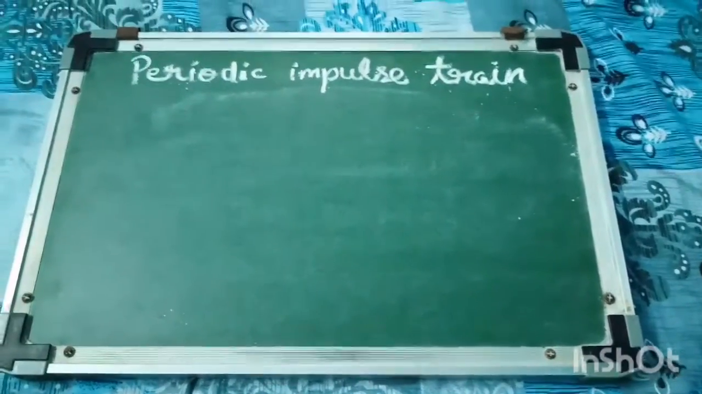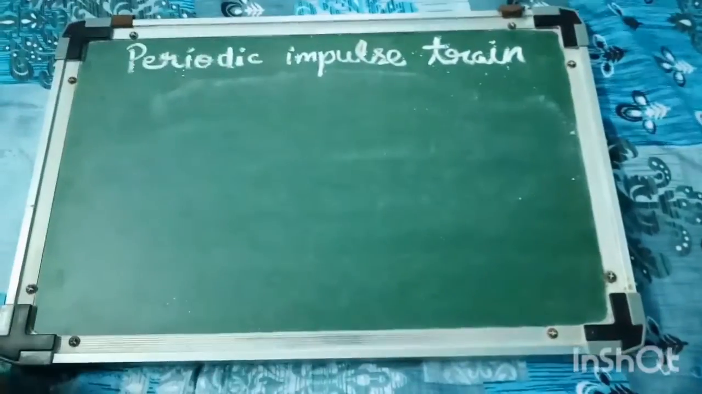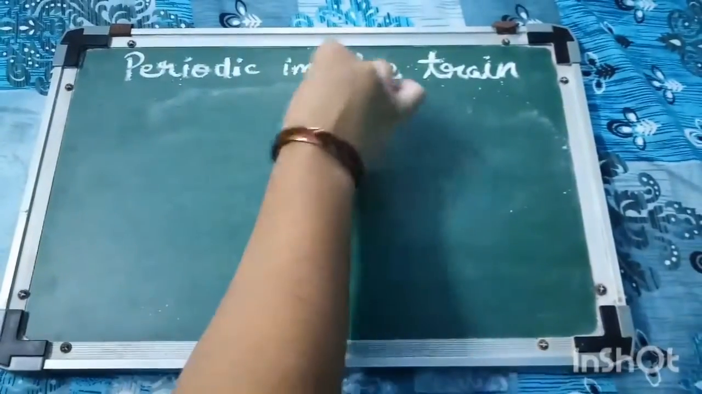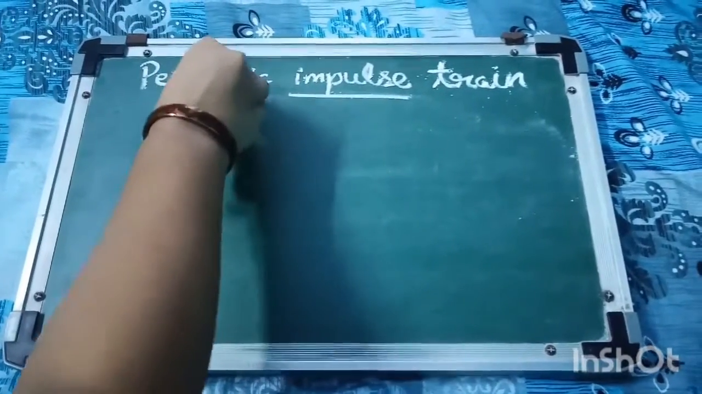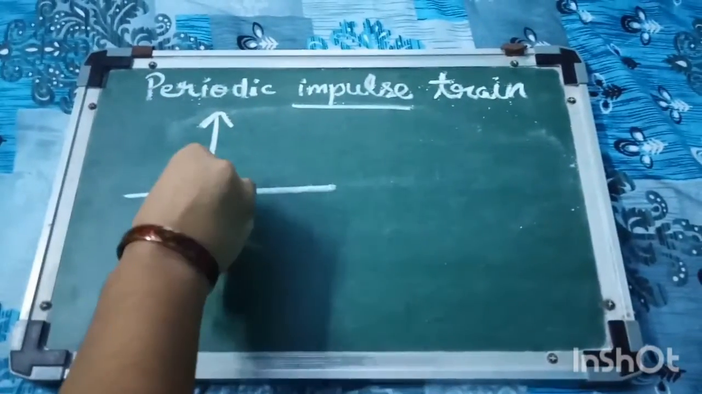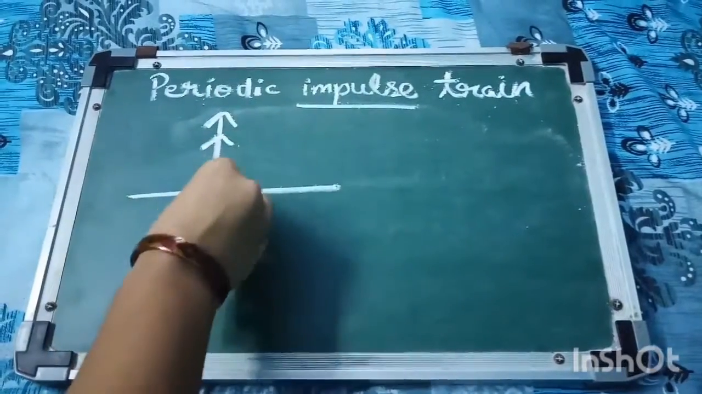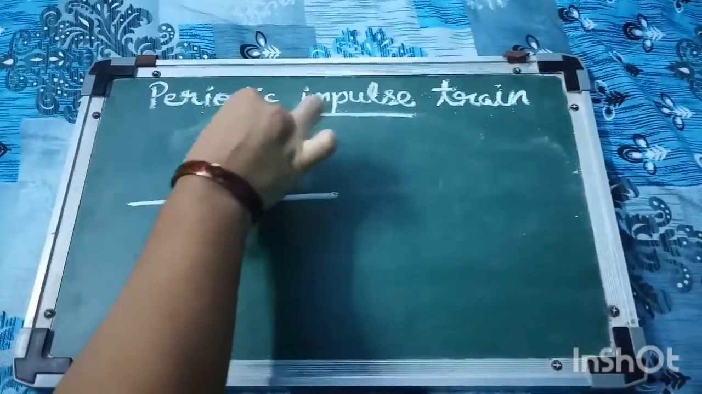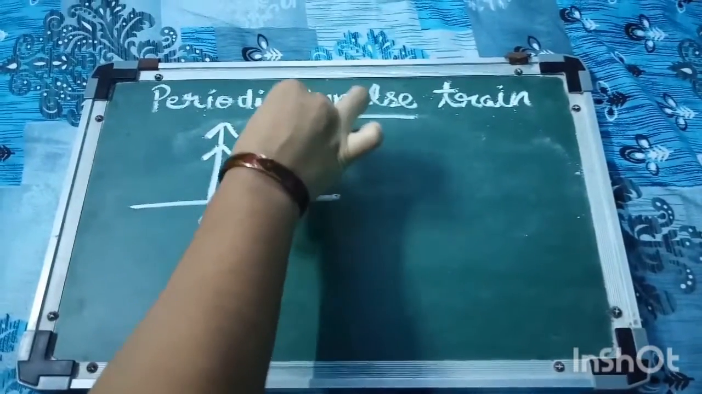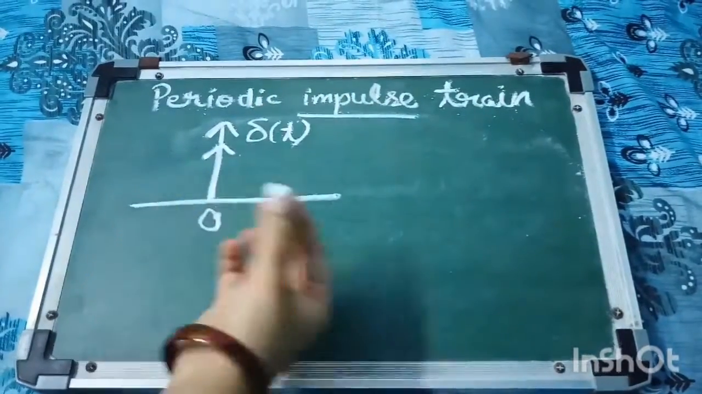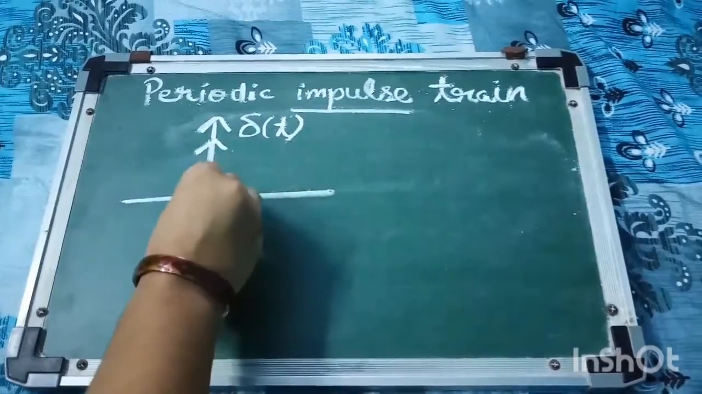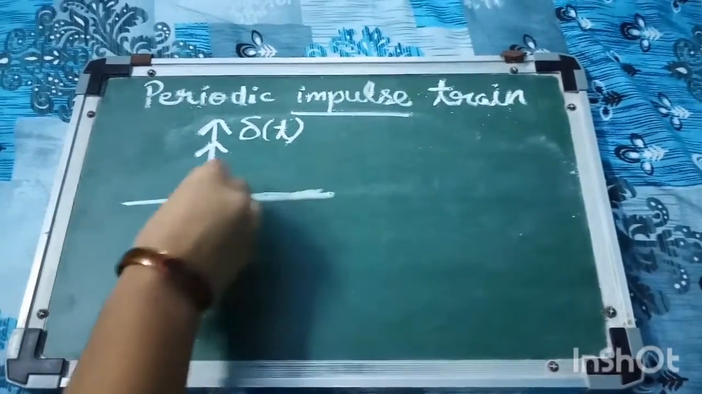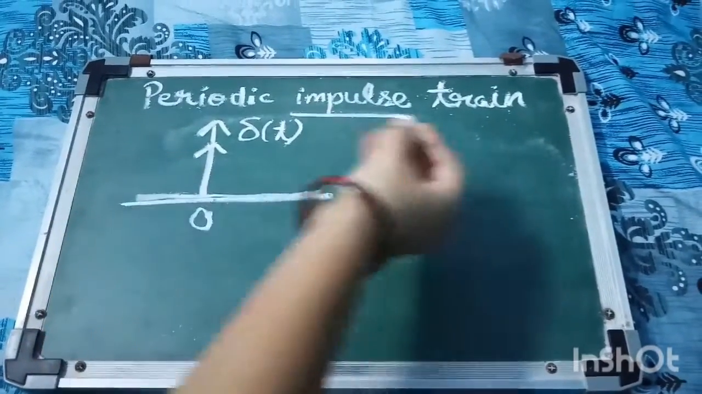Today we will learn how to write the equation for a periodic impulse train. First of all, what is an impulse signal? An impulse signal is a signal which has a value at 0, and we can represent it by del of t. It will not have values at any other places. You can see it is 0 over here and also over here.